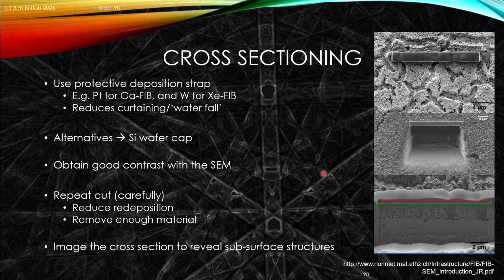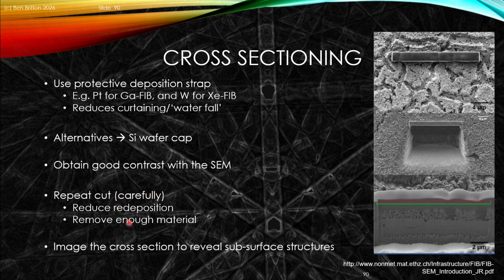Why do we use these depositions? Well, one example is to improve the quality of a cross-section. So if we put this strap on the surface of our material and then trench into it, we can get a beautiful curtain-free cross-section because we have a nice amorphous layer for this. We can also have alternative methods, so we can do things like put a silicon wafer cap or other on this. And this cross-sectioning will be very useful because a smooth surface improves the contrast associated with things like crystallinity, porosity, and chemical composition in the scanning electron microscopy modes.